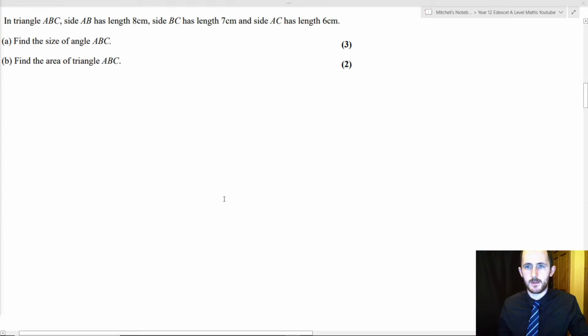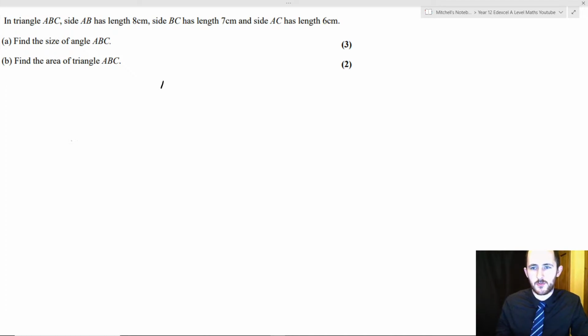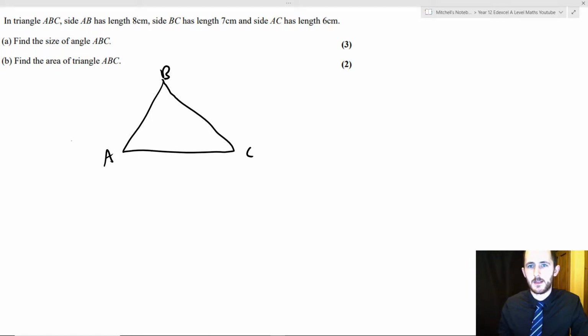Okay. So again, this question is fairly similar, but it's slightly more tricky. We once again have a triangle ABC, so let's just draw this out. AB has length 8 centimeters, BC has 7 centimeters, AC is 6 centimeters. And we need to find the size of the angle ABC, so ABC would be this angle here. Let's call it X degrees.